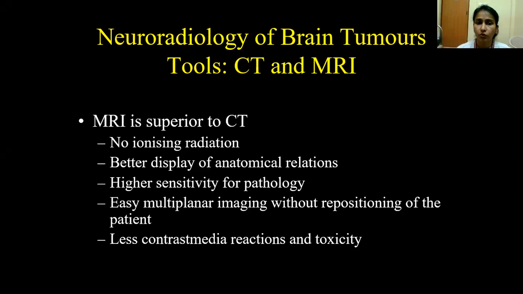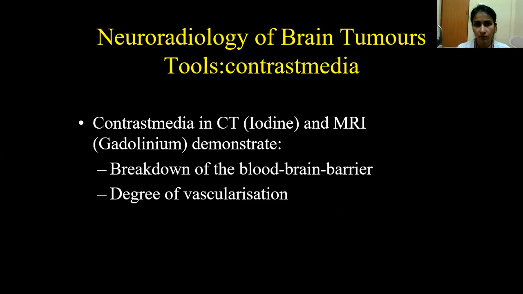For example, there is no ionizing radiation, there is better display of anatomical relations, there is higher sensitivity for pathology, and easy multiplanar imaging without repositioning of the patient. And there is less contrast media reaction and toxicity in MRI because gadolinium that we use in MRI for contrast is better tolerated by the patients.